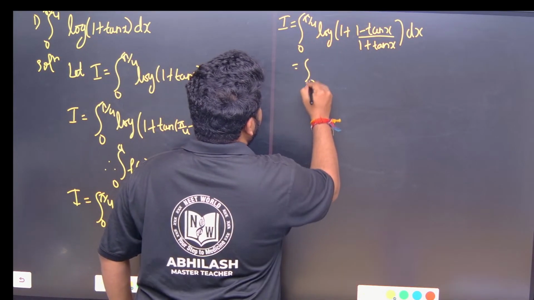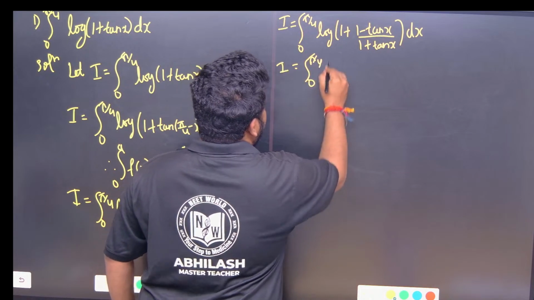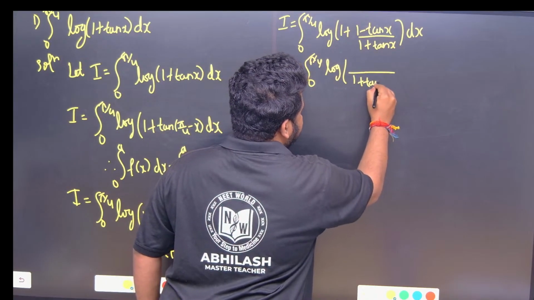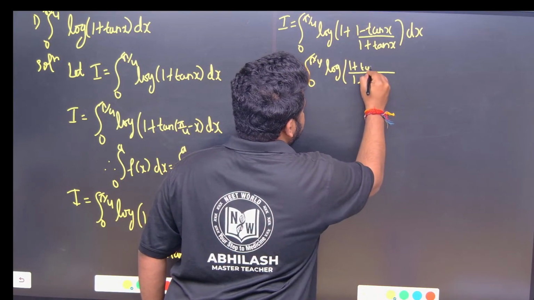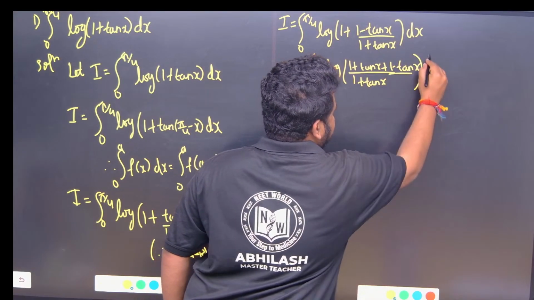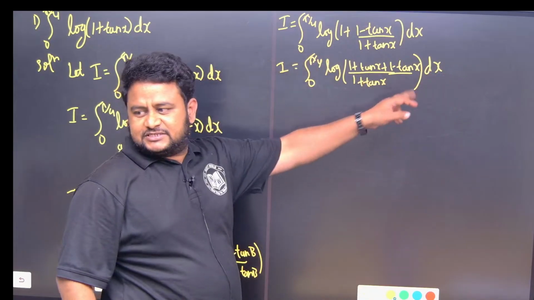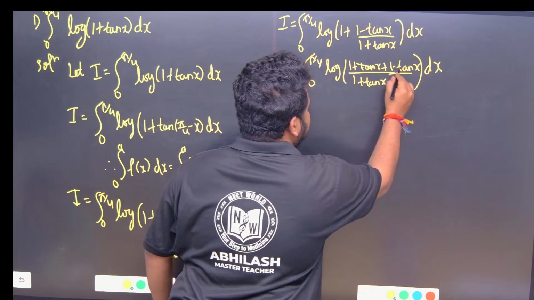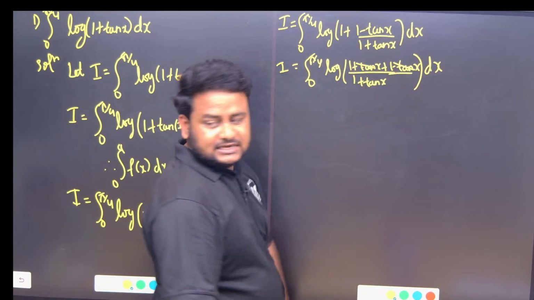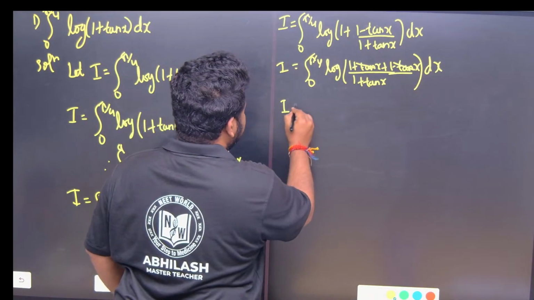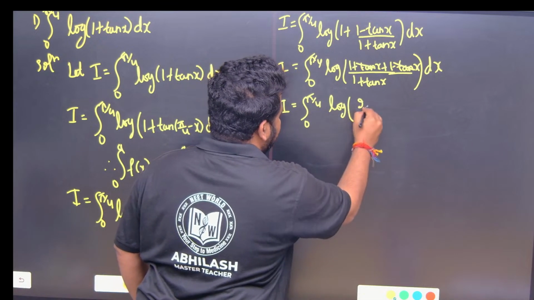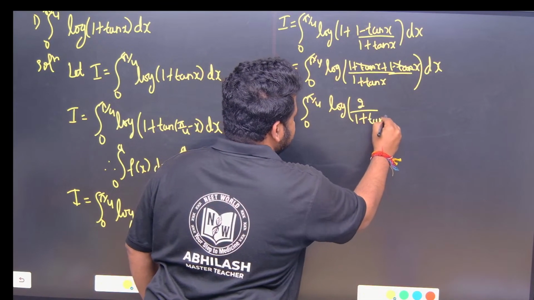I is equal to the integral from 0 to pi by 4 of log of, if I take 1 plus tan x as the LCM, 1 plus tan x plus 1 minus tan x, over 1 plus tan x. Correct? So plus tan x minus tan x I can cancel. I will have the integral from 0 to pi by 4, 1 plus 1 is 2, log of 2 divided by 1 plus tan x dx.